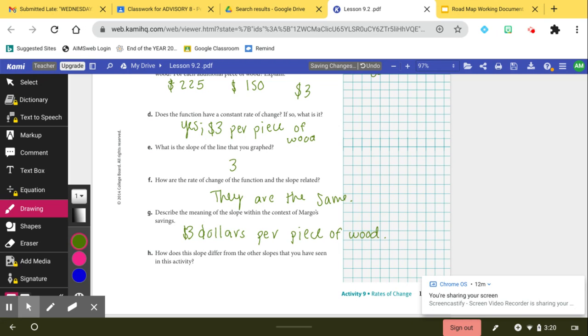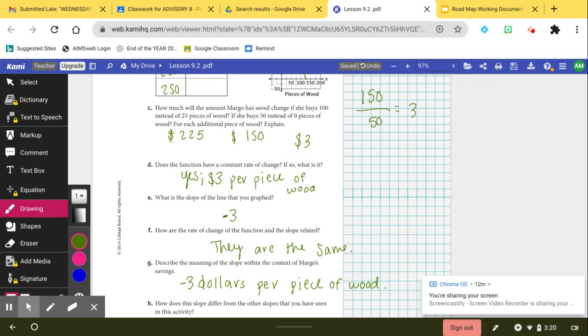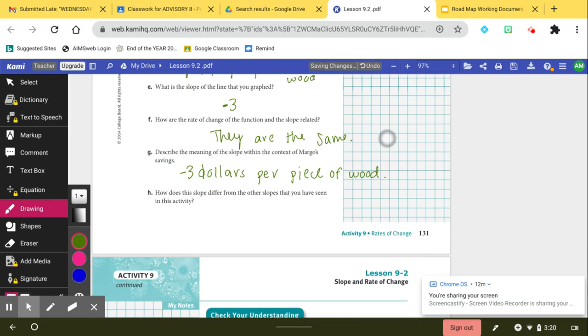So how does the slope differ from the other slopes that we have seen in this activity? Well, I guess since it's going down, it's actually going to be -3, because we're going down 150. So my slope is -3. So the slope is negative. This slope is negative because we're going down.